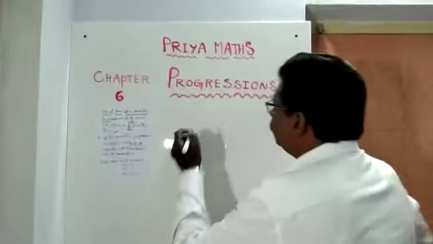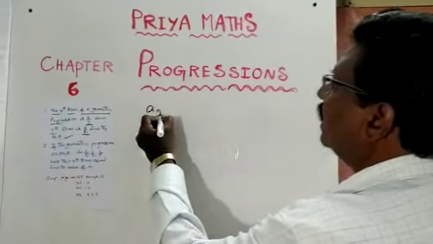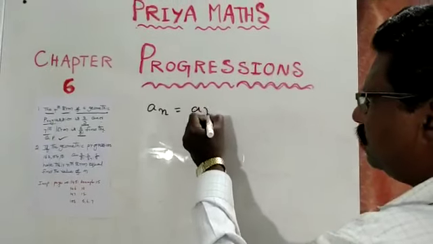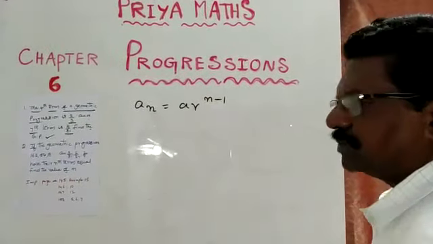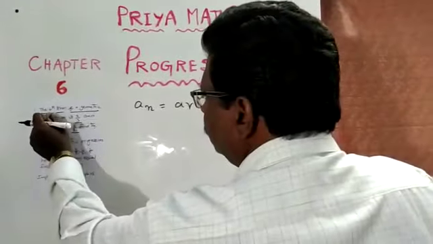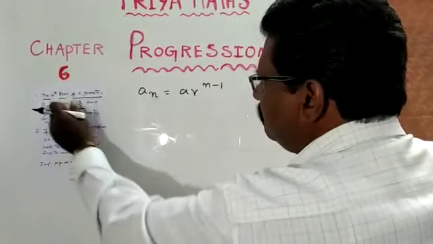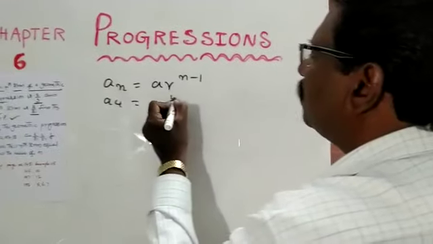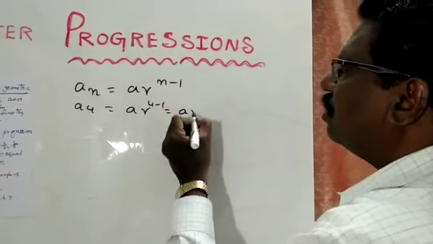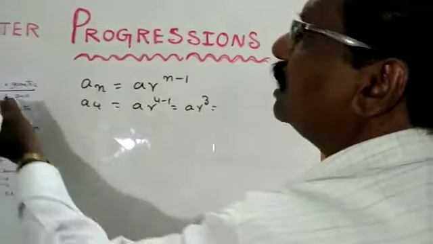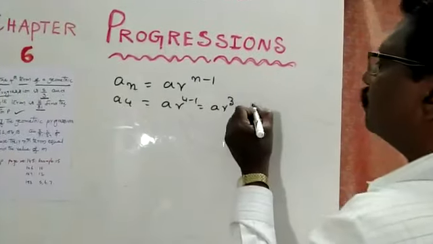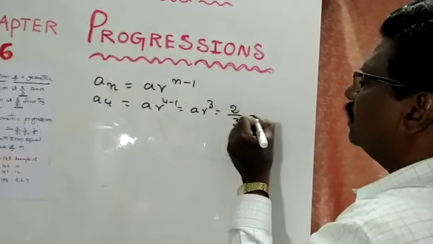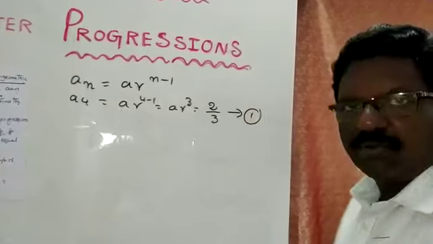Look into the board. First you have to write the formula: An is equal to A into R to the power n minus 1. He gave the fourth term, so A4 is equal to A into R to the power of 4 minus 1, that is equal to AR cube. That is equal to 2 by 3. This is called equation number 1.